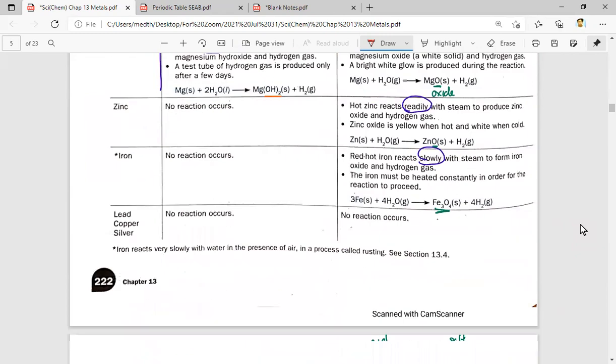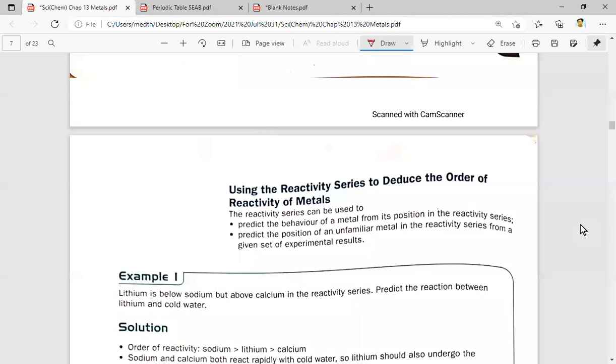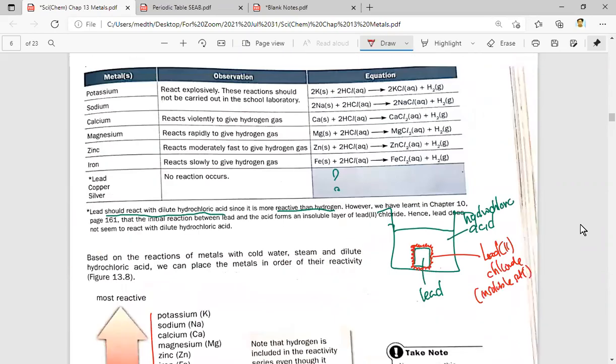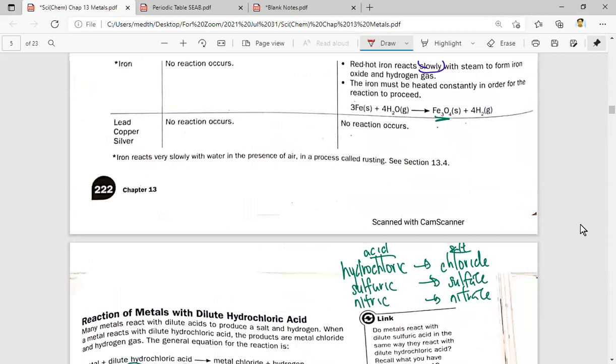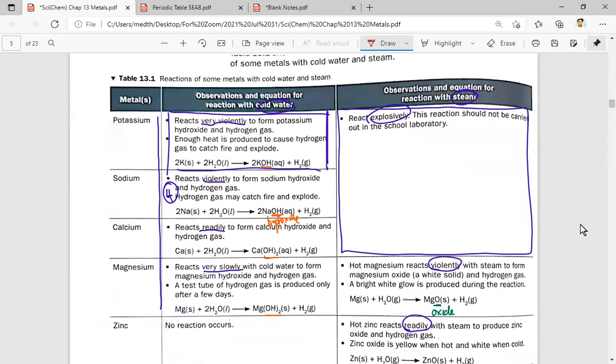Now, what is the point of using the reactivity series? What's the point of knowing it? By knowing it, we can predict the behavior of the metals based on their position. Next, we can also use it to predict the position of an unfamiliar metal from a series of experiments. For the first one, it's quite simple. I can explain using here. Now imagine I found element X.